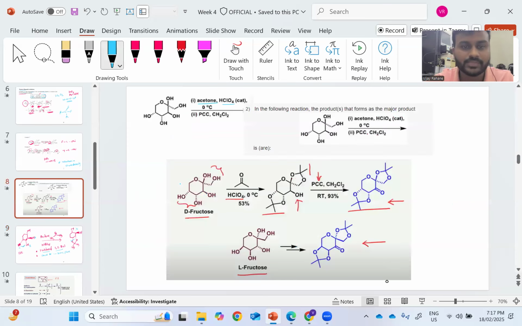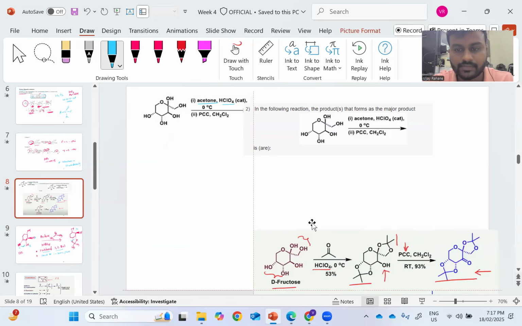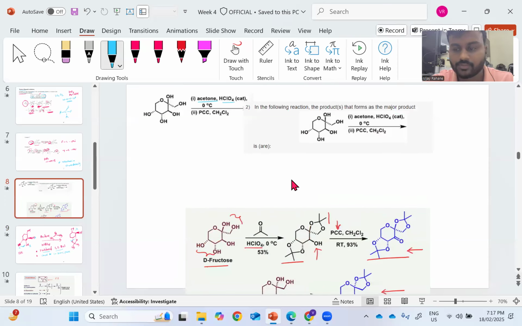So the next step is the first step. If you look at this reaction stepwise, I will just remove this slide. In terms of acetone, this hydroxy and this hydroxy get protected. The other remaining hydroxyls are not 1,2, they are 1,3. So the protection doesn't occur there. The first step will be in this manner.